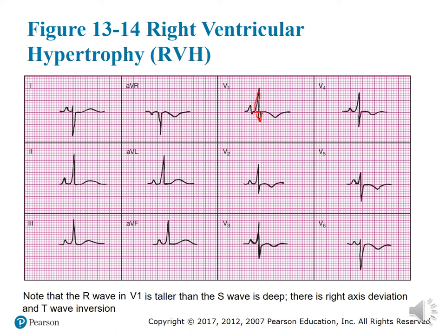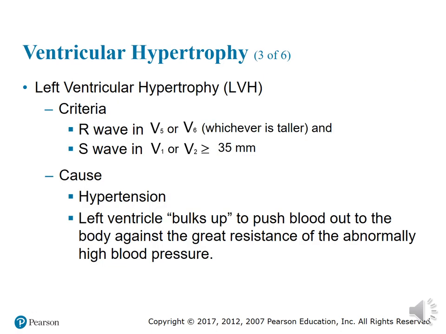This is your S. This is your R. All right, we see there's a significantly taller R, RVH. LVH criteria: R wave in V5 or V6, whichever is taller, that's what we look at. You go with whichever one's taller. S wave in V1 or V2 has to be greater than 35 millimeters. Again, counting the blocks. It's caused by hypertension.